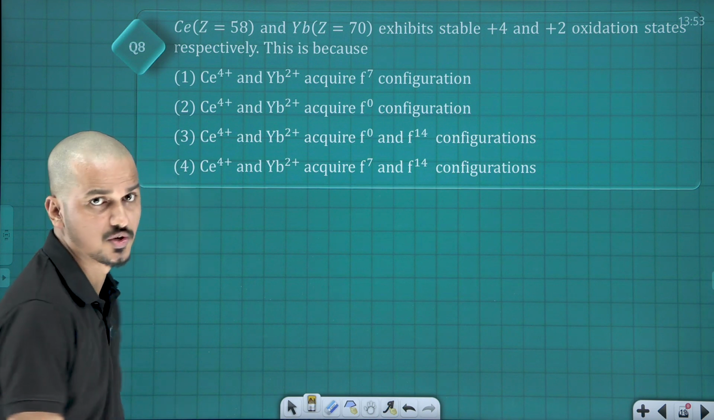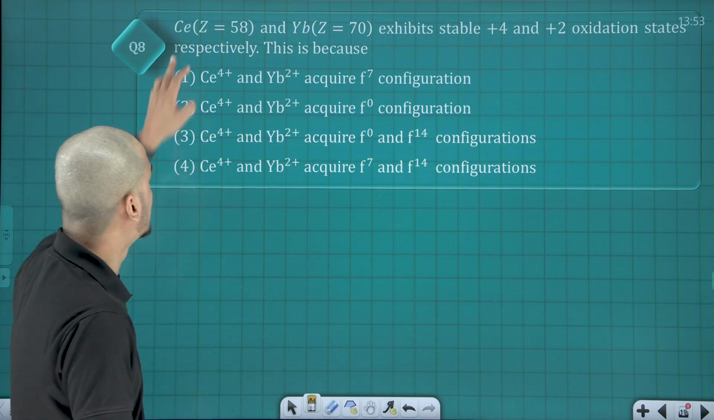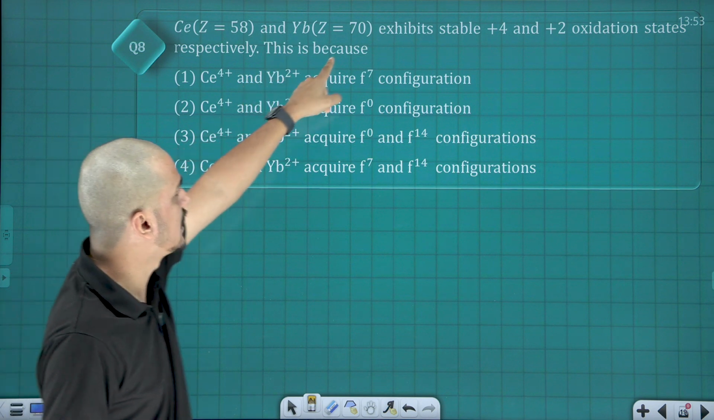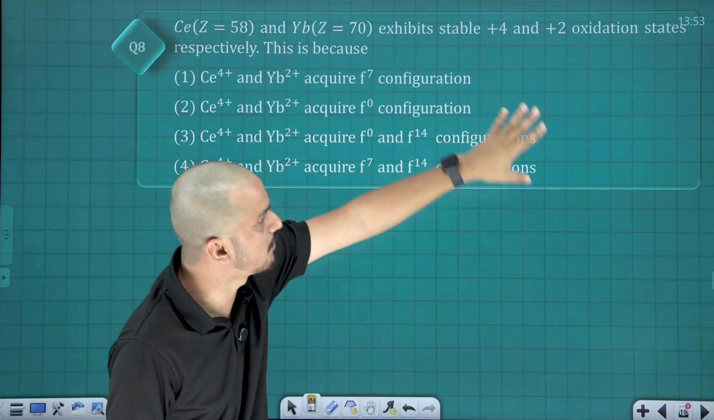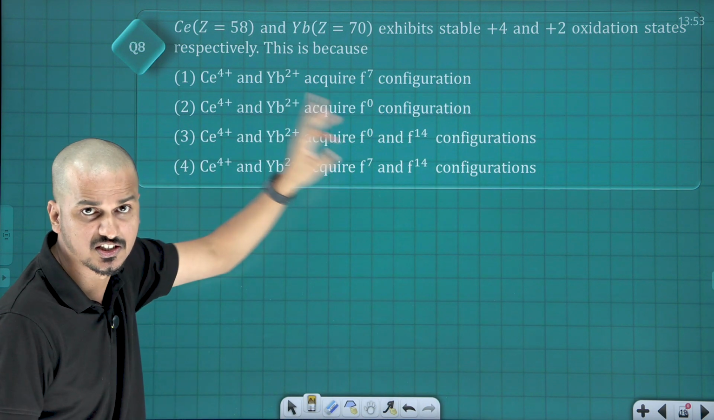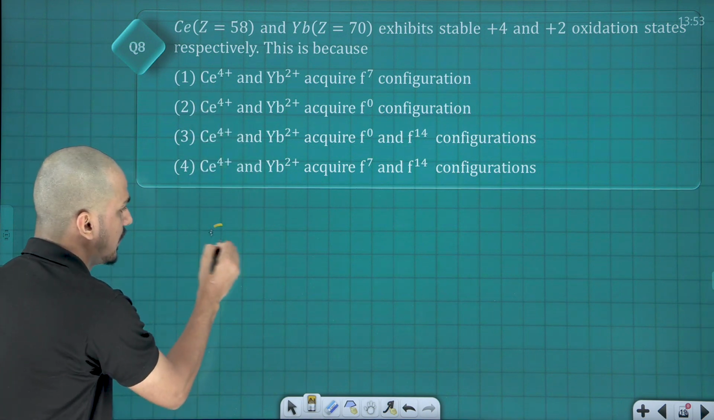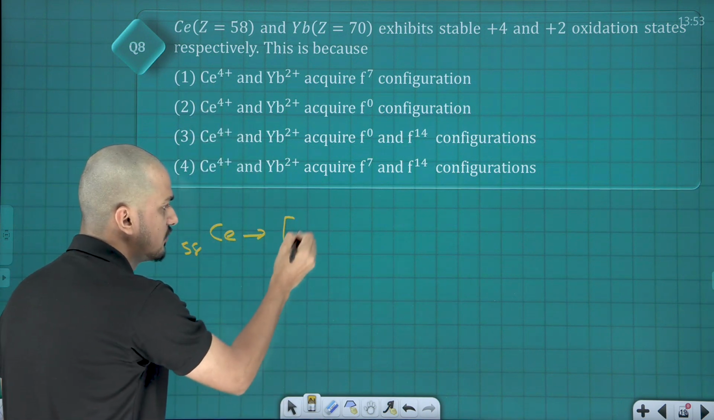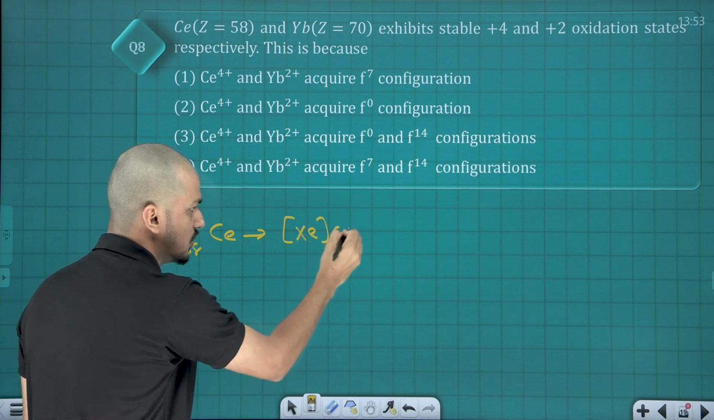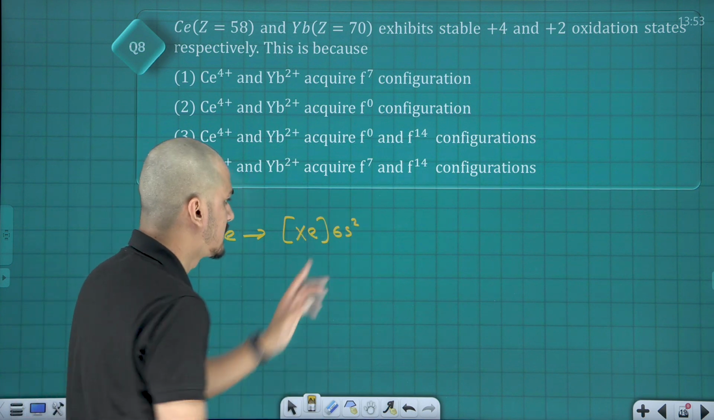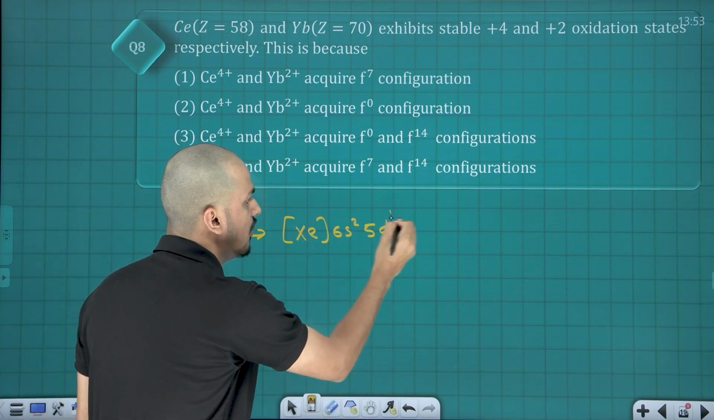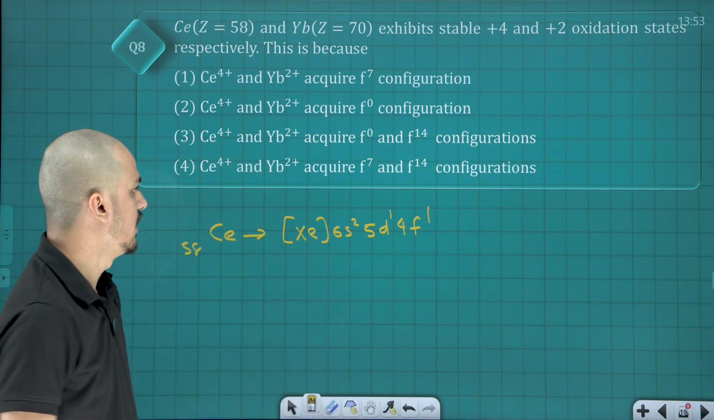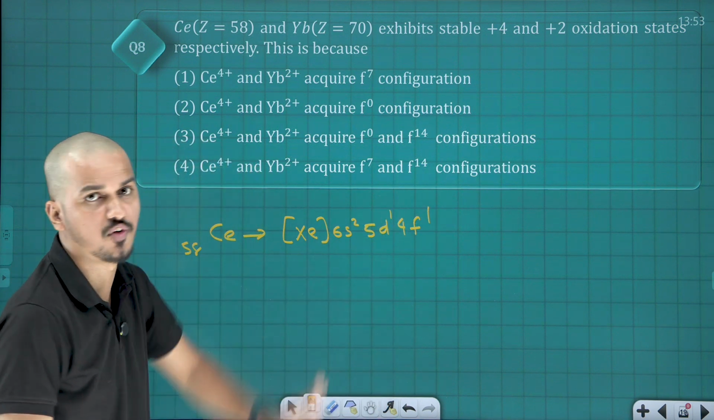See, this is the next question, the 8th question. This is actually from D and F block elements. Cerium, atomic number Z equal to 58, and ytterbium, atomic number Z equal to 70, exhibit stable +4 and +2 oxidation states respectively. This is because in the case of cerium 58, its electronic configuration is xenon 54, then 6s2, 5d1, 4f1.